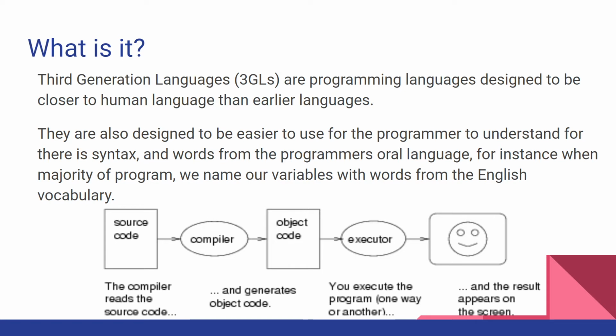So if you look at your source code, this is what you type. You have something called a compiler. Compare that to a second generation language that uses an assembler. You have a compiler that compiles your language to generate object code and then gets executed by your computer. And that's a big difference to an assembler, which assembles and runs. So a third generation language has a compiler and then executes.